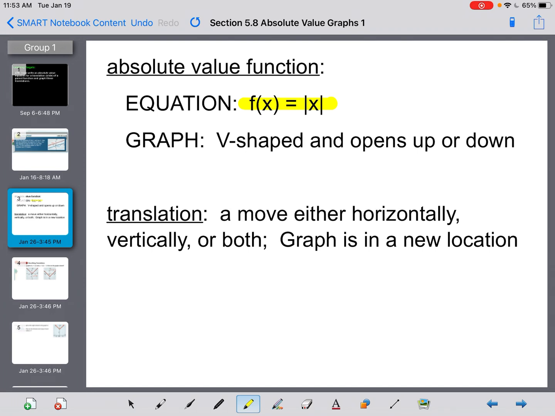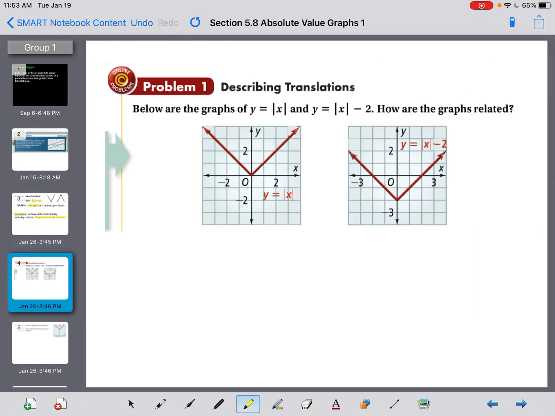This is your parent function. The graph is going to look like a V. It will open either up or down. So it will either look like this or this. Okay, now a translation is when you move that graph either horizontally, vertically, or both. So your graph ends up in a new location. All right, that's what we're going to work on in this section. Graphing and moving, translating.